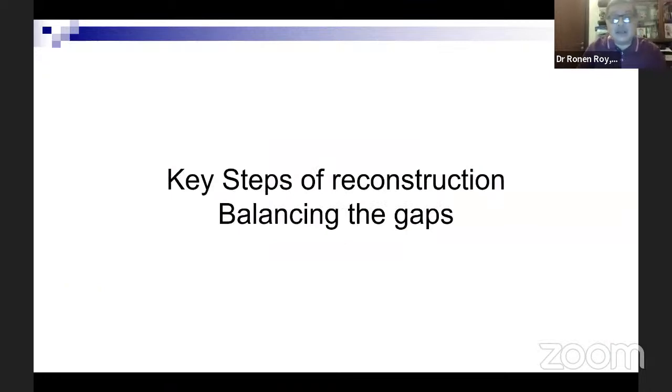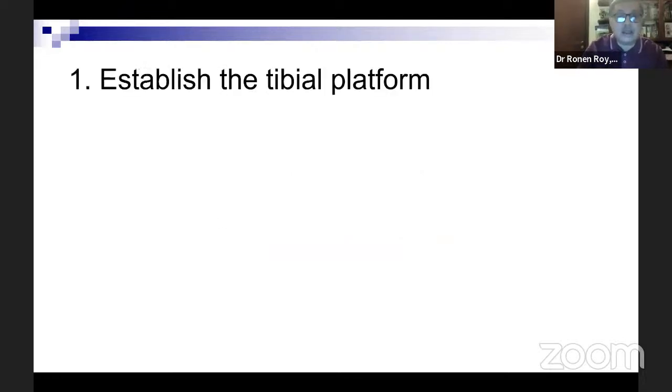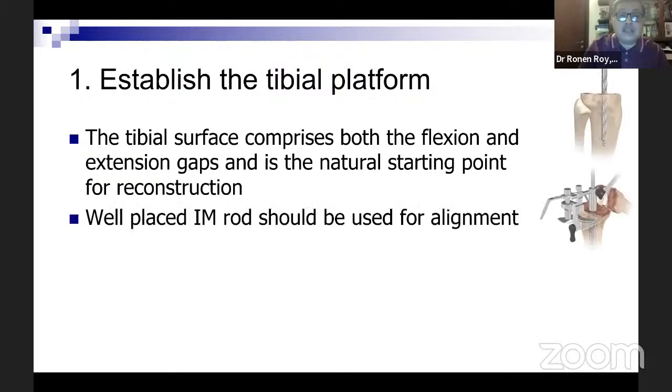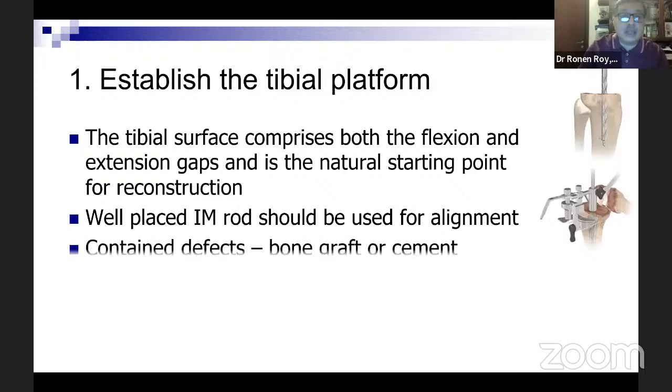The key steps then, after you've managed the bone loss, is to start the reconstruction of the joint itself and balancing the gap. So let us look at how we actually start. First, you need to establish the tibial platform. The tibial surface comprises both the flexion and the extension gaps, and it's the natural point of starting reconstruction. And a well-placed intermediary rod usually is very helpful for getting the initial alignment.